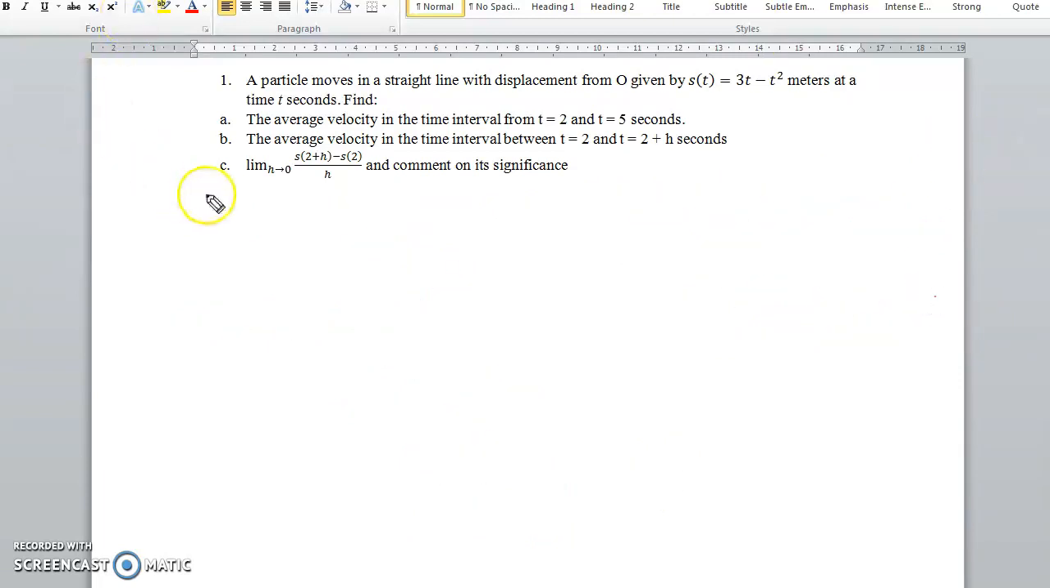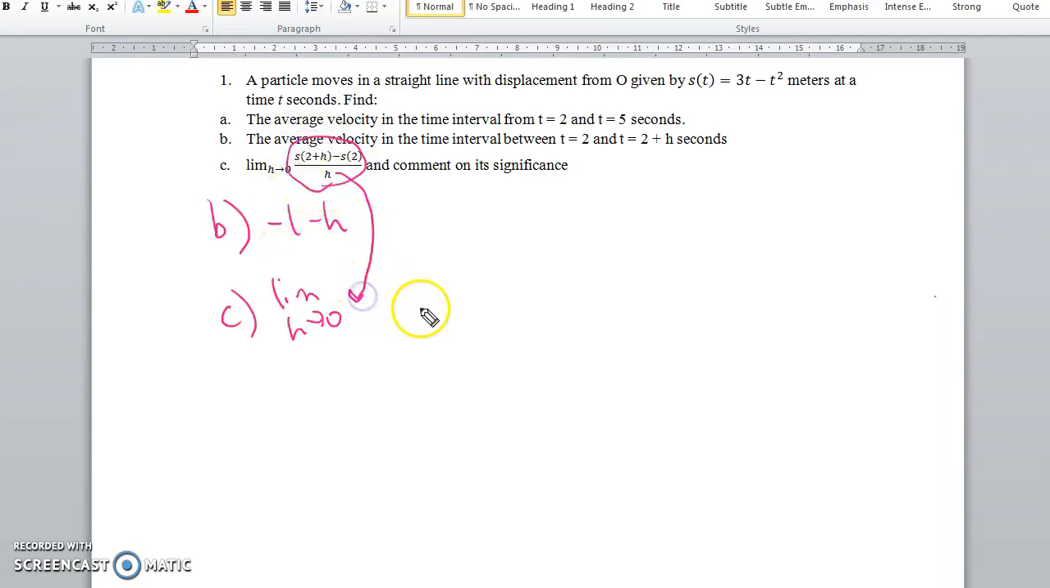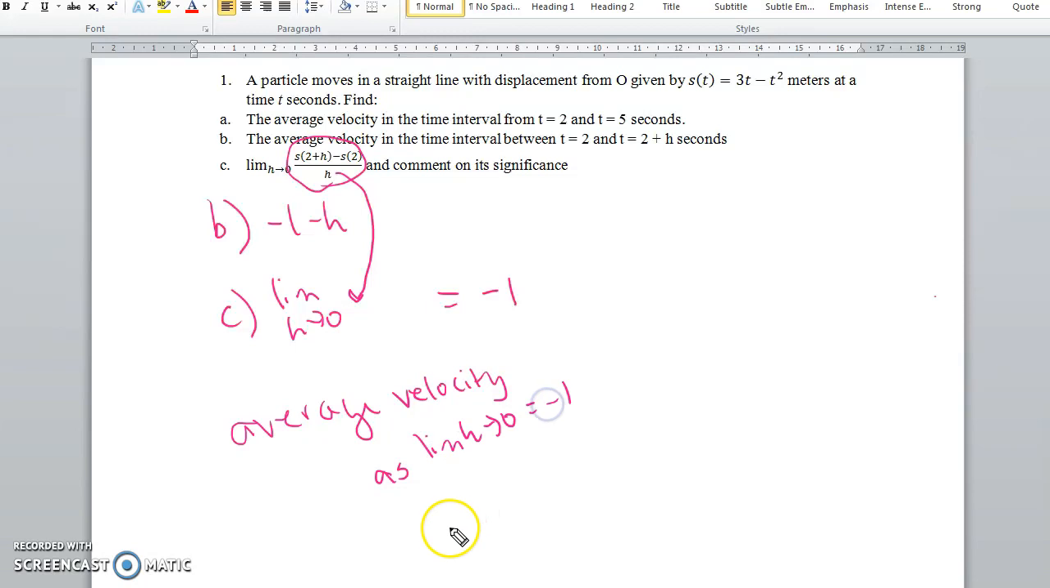So from part b, we found that our answer was negative 1 minus h. Then if we take the limit as h approaches 0 of our equation from part b, we're just going to end up with negative 1. So our average velocity as h approaches 0 is equal to negative 1.